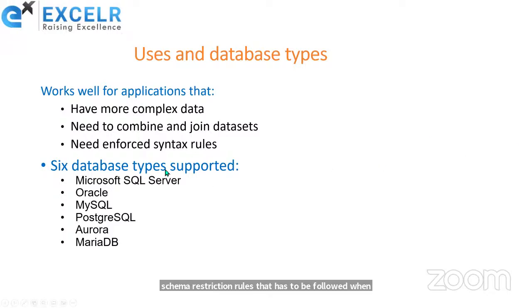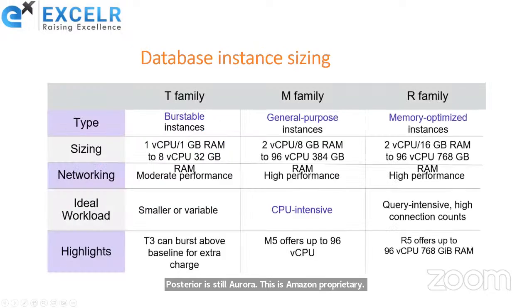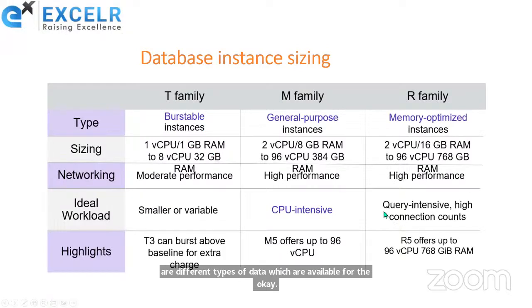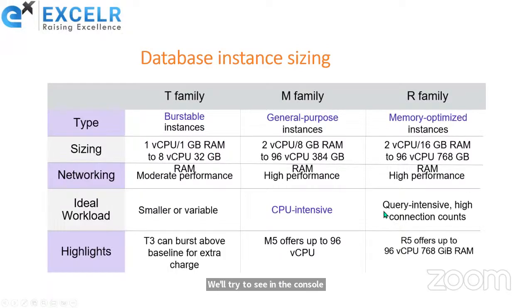There are six database types supported within RDS: Microsoft SQL, Oracle, which is Oracle proprietary, MySQL, PostgreSQL, Aurora, which is Amazon proprietary, and MariaDB. These are the different database engines available at the RDS level. We'll see them in the console level as well. And there are also different instance sizing types.